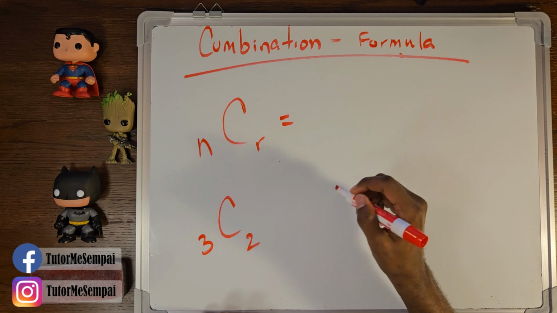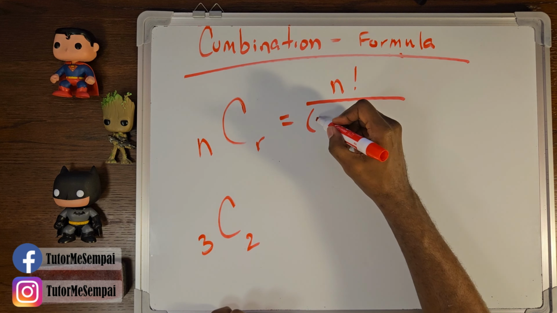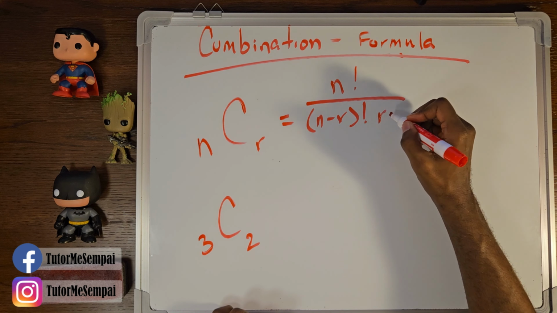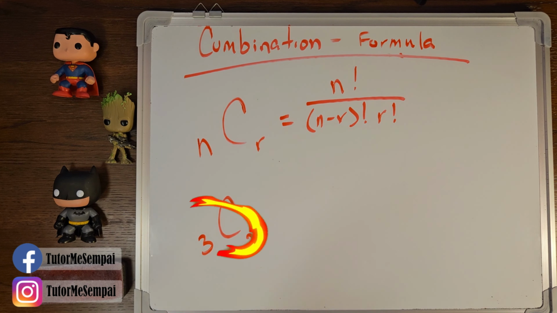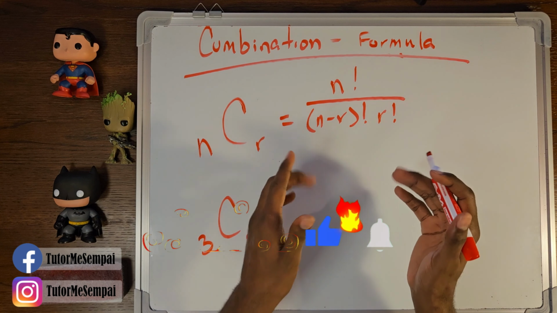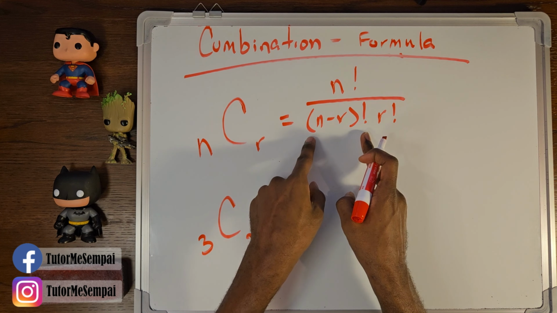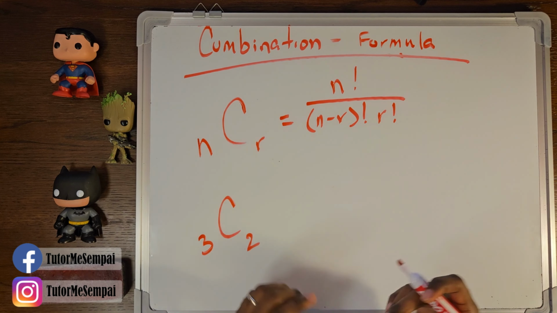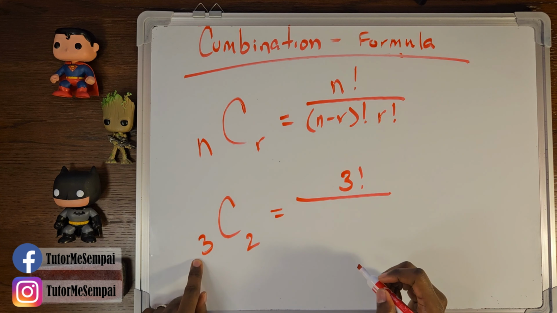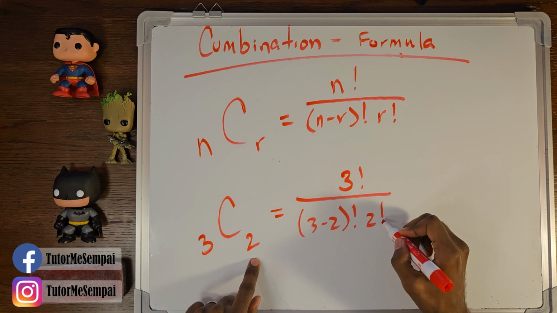Now the rest of the formula is going to be as follows. We're going to have n factorial in the top once again, and we're going to have the same parentheses, n minus r factorial. However, we're going to have an additional r factorial that we're multiplying this by. Now it's important that you know you cannot combine them. They're very different factorials. You do not combine these factorials. This is going to be 1 factorial multiplied by another factorial. So when we plug in our numbers into our combination formula, we're going to have 3 factorial over 3 minus 2 factorial times 2 factorial.